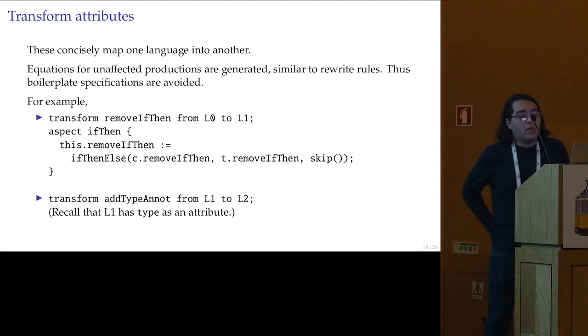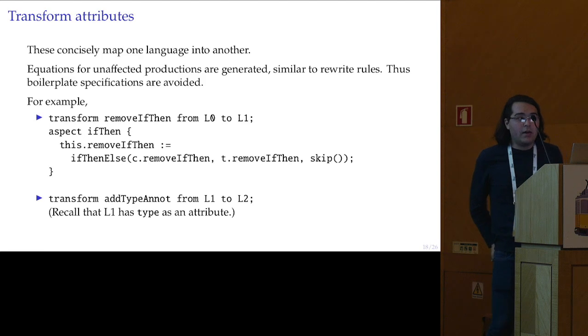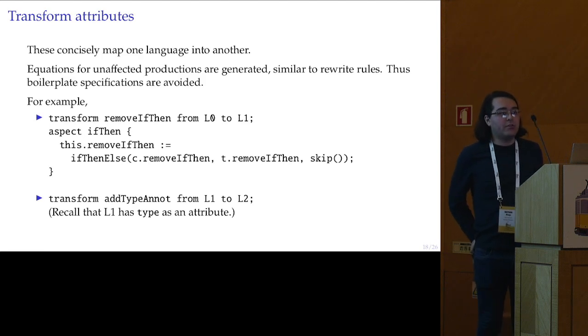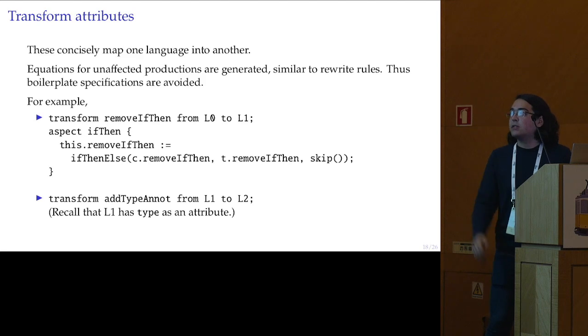Similarly, to go from L1 to L2, you only have to write that one line. The type attribute is computable on L1, so when it's present as an annotation in L2, we just compute it and put it in the trees. And all those equations are automatically generated, so you've got one line of code for that whole pass.